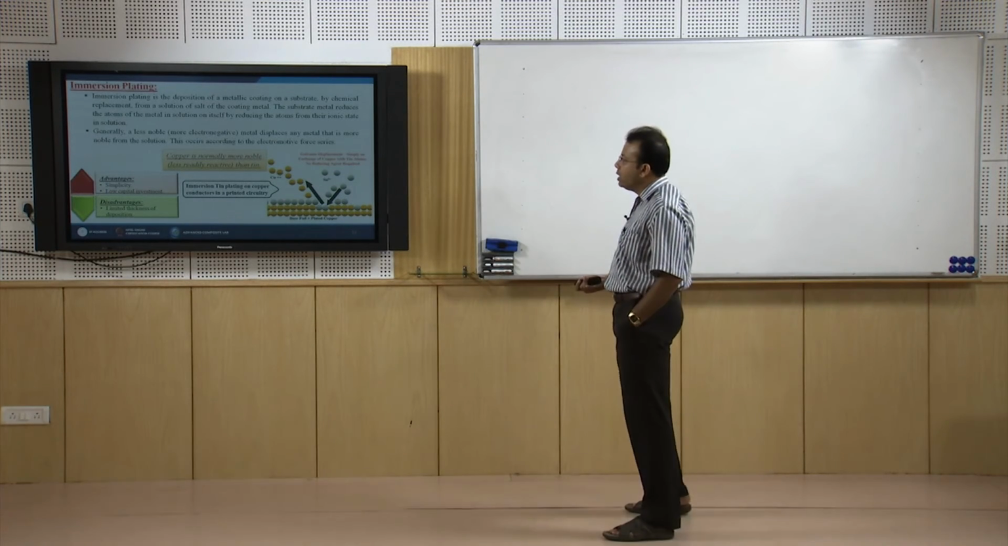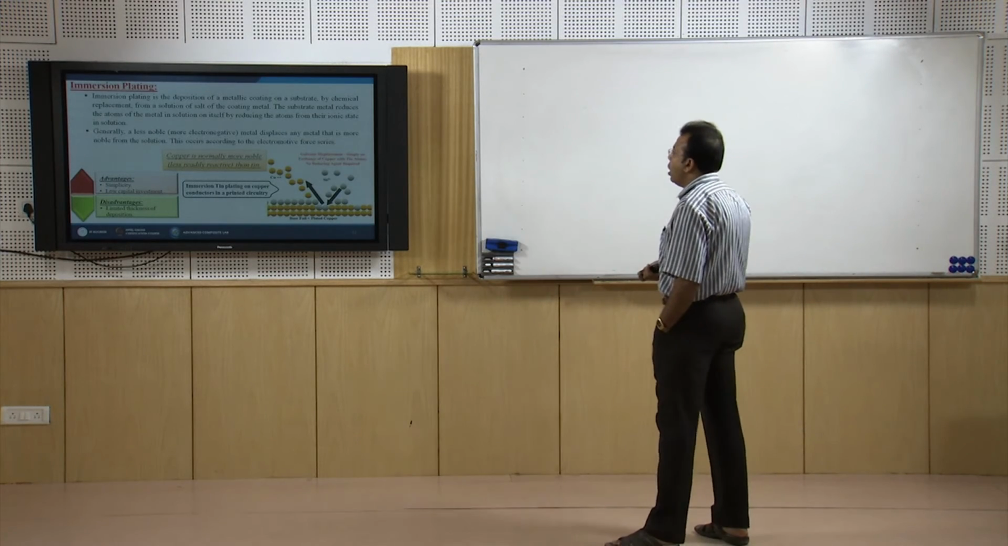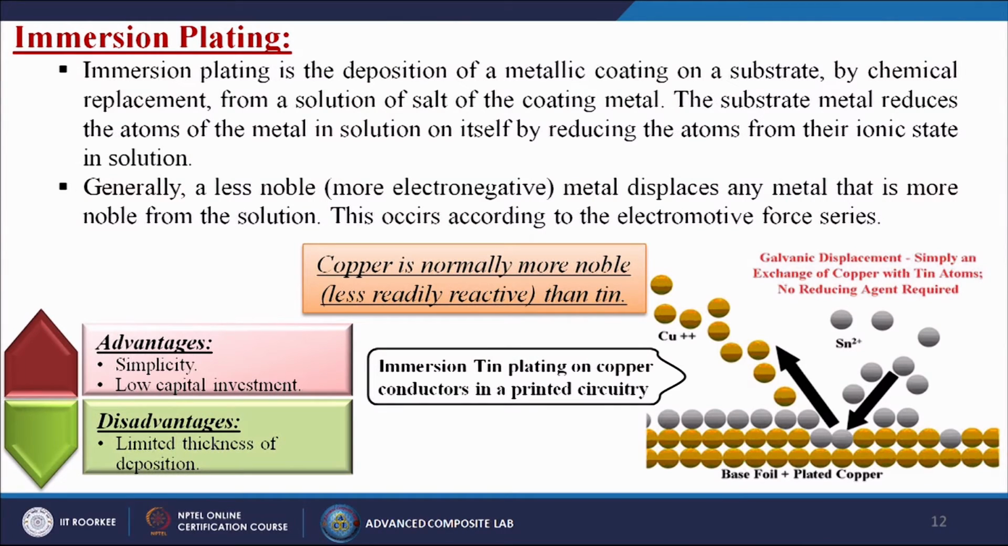Immersion plating is also one kind of deposition of a metallic coating on a substrate by chemical replacement from a solution of a salt of the coating metal. The substrate metal reduces the metal ions in solution onto itself, taking the atoms from their ionic state in solution. Generally a less noble, more electronegative metal displaces any metal that is more noble from the solution. This occurs according to the electromotive force series.